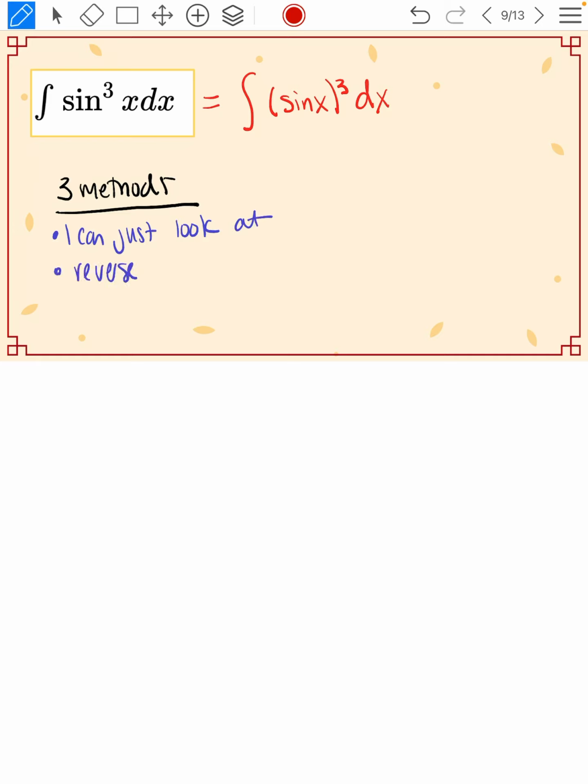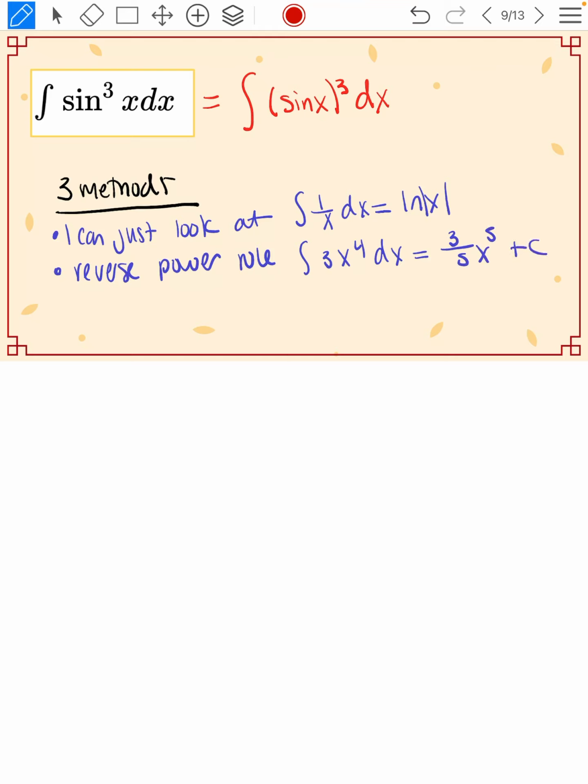We have, like, reverse power rule. You can just look at it and tell. We have reverse power rule, so say we had 3x to the 4th. We know that that's going to be 3/5 x to the 5th plus c. And then we have usub. And the thing with usub, remember from day 1, is that you need to be able to see the derivative in the problem.